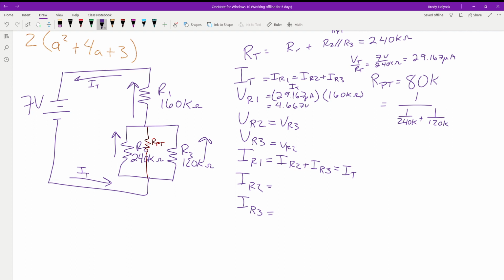So now if we have 4.667 volts being dropped across R1, how much has to be dropping across this network, our parallel total? Yeah, 7 minus the 4.667.